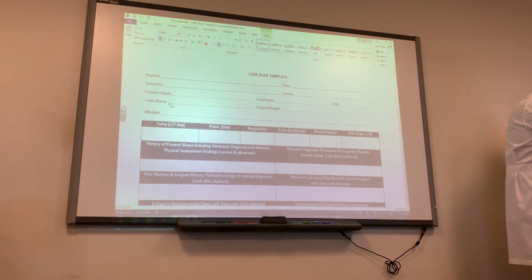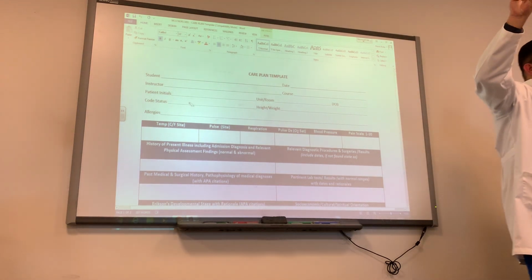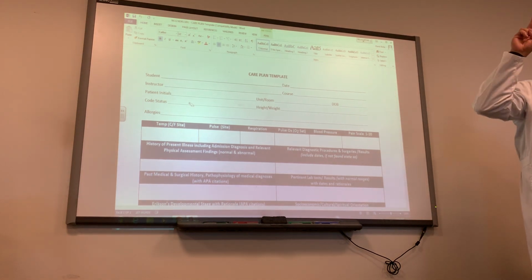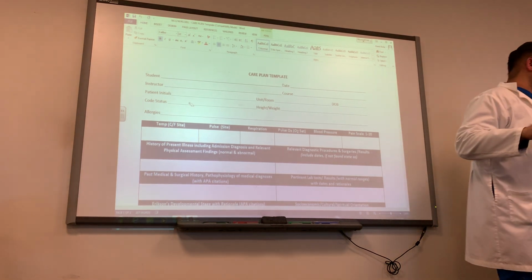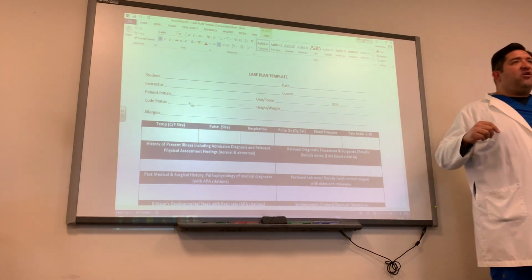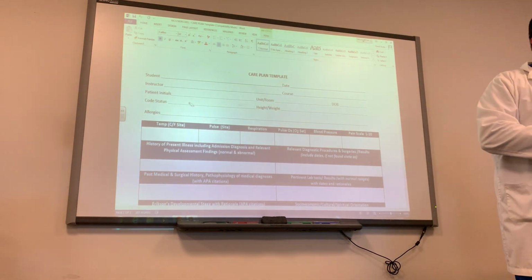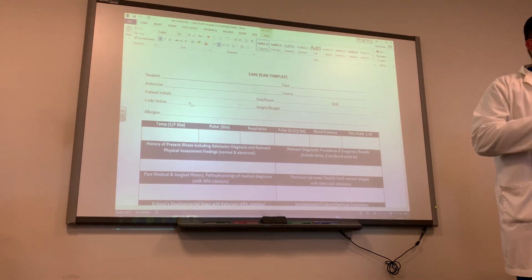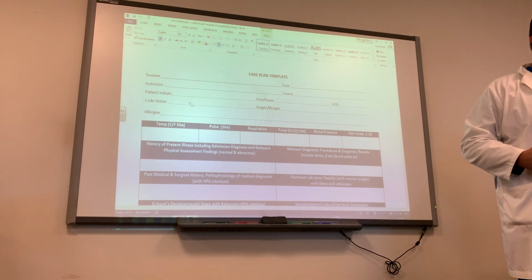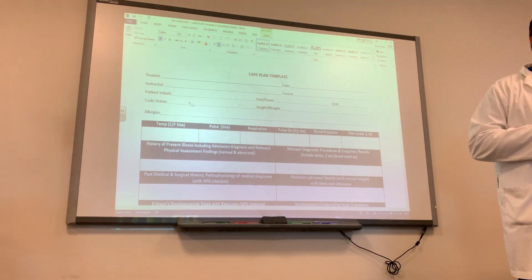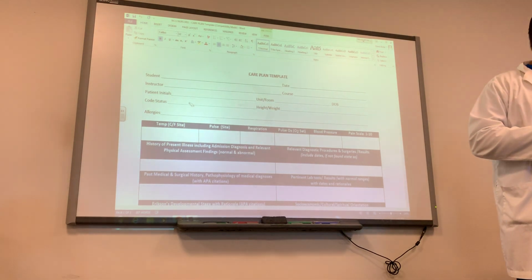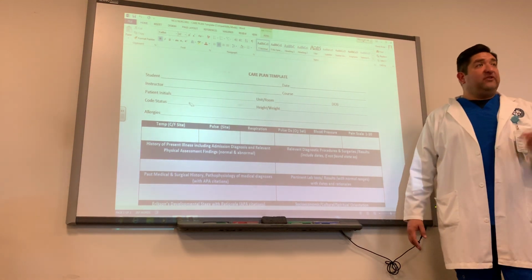Patient's initials only. Code status. It's going to be two answers: DNR or full code. DNR or full code. It cannot be both. Full code means we will do everything possible, including chest compressions, CPR, and mechanical ventilation to keep the patient alive. Heroic measures. Okay, so you need to understand whether your patient is DNR or if they are full code.